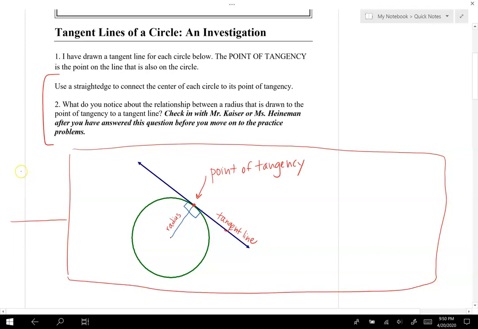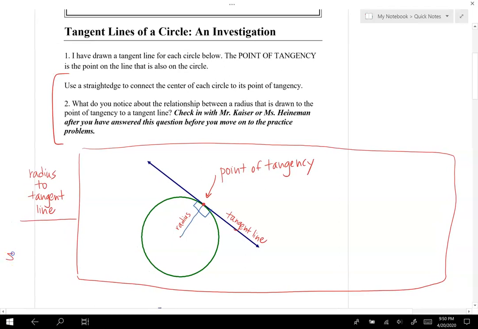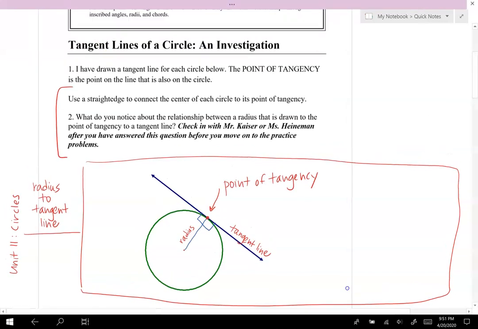So radius to tangent line, because there are two relationships that we're going to look at. And this is for, and I was wrong before, this is for unit 11 circles, not unit 10. We already did unit 10. All right, so we're going to write a note here to ourselves just to remind ourselves.